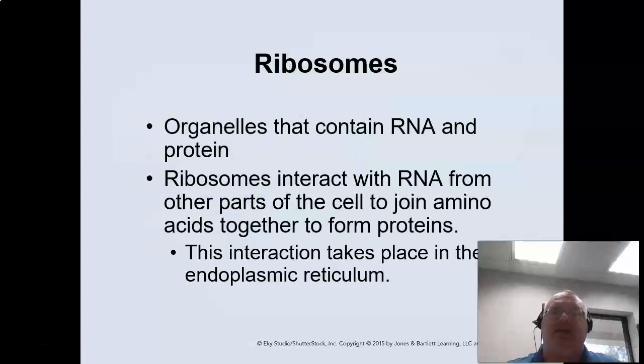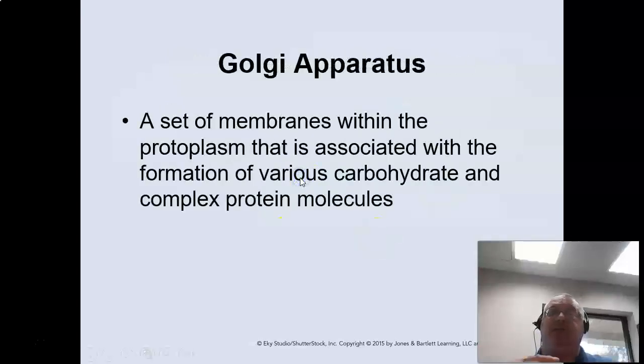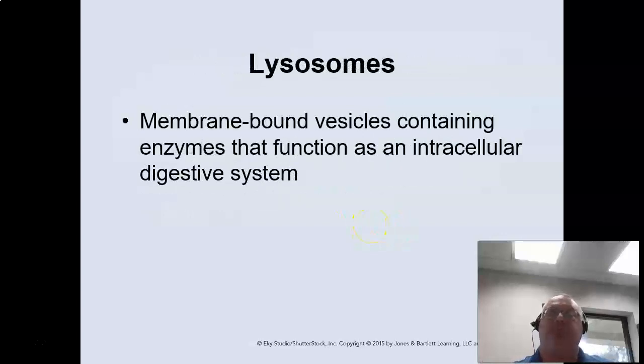Your ribosomes contain RNA and protein, and they interact with the other parts that help to form proteins. So ribosomes do protein synthesis, okay? Their interactions take place within the endoplasmic reticulum, which is a series of membranes where specific proteins and fats are manufactured. The ribosomes help produce those, and then the endoplasmic reticulum finishes them. Your Golgi apparatus is within the protoplasm with the formation of various carbohydrate and complex protein molecules. Think of this as another factory-type system, along with the endoplasmic reticulum.